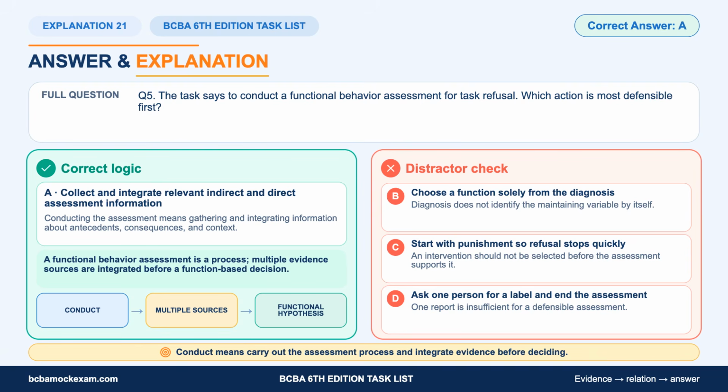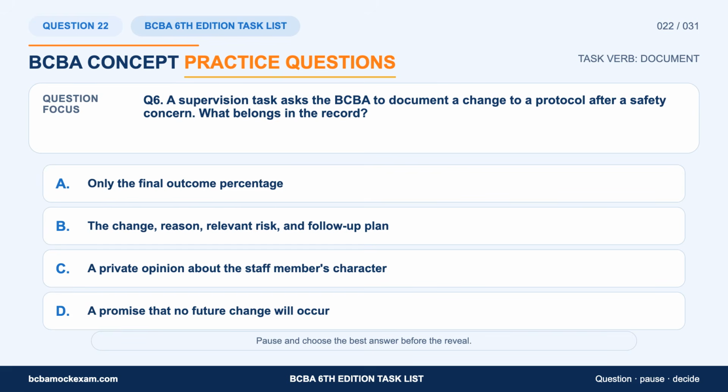Conduct means carry out the assessment process and integrate evidence before deciding. Question 6. A supervision task asks the BCBA to document a change to a protocol after a safety concern. What belongs in the record?